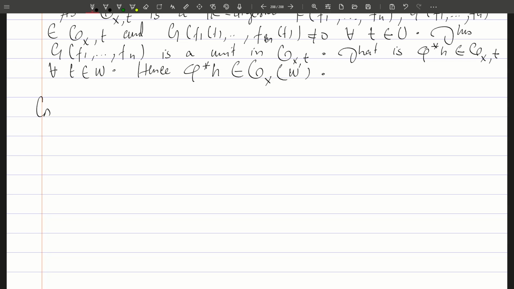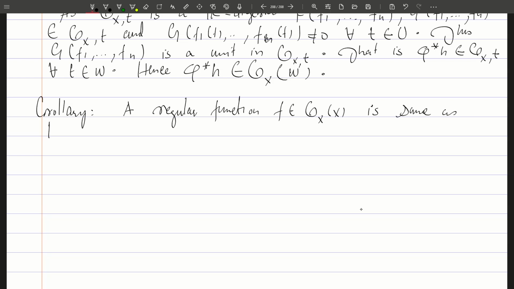Now we have a small corollary here. A function f which is regular on the whole of X, where X is given to be a subvariety, is the same as the morphism phi from X to the affine one-space. So this follows immediately from the above theorem.